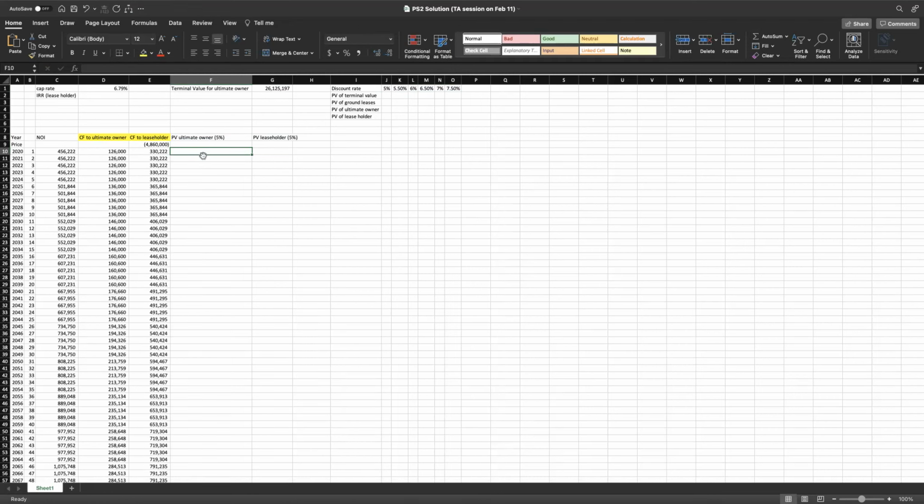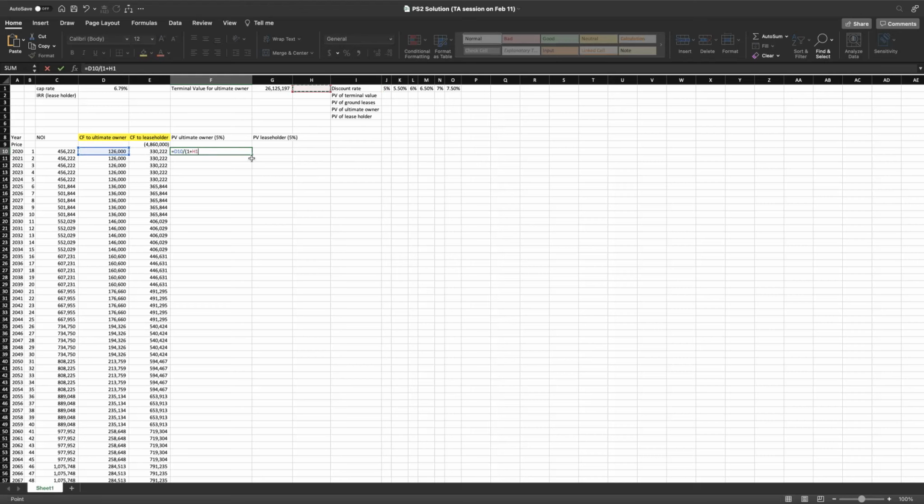As I said, when you evaluate a stream of cash flow, every cash flow that happens at a single date in the future has a different value. It's not only because of their amount, it's also because of the different timing. So for the ultimate owner, 126,000 one year later is only worth this amount.